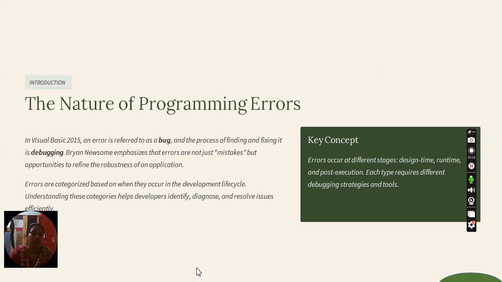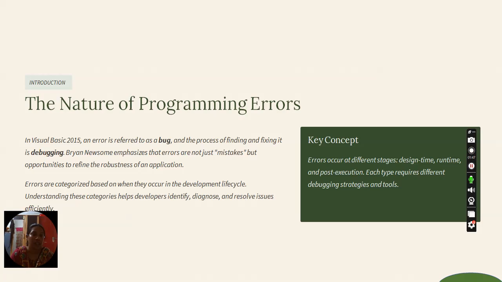First, we are going to see the complete introduction about errors in programming. In any kind of programming language, and also in Visual Basic 2015, an error is referred to as a bug, and the process of finding and fixing it is called debugging. Brown notes and emphasizes that errors are not just mistakes, they also give an opportunity to refine the robustness of our application. The errors are categorized based on the software development life cycle.